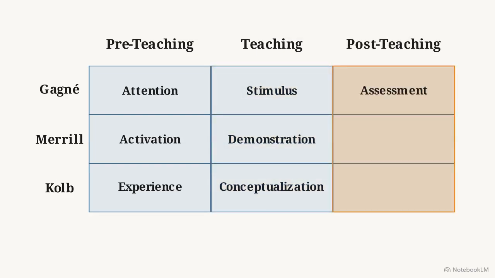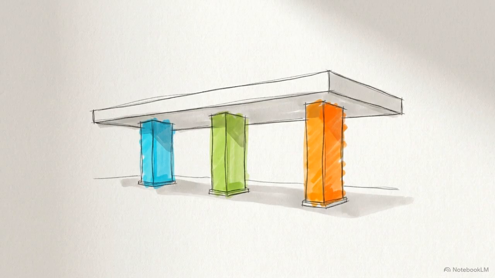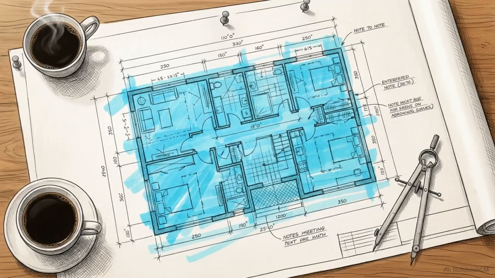The final phase is post-teaching. Assessing performance, assigning application, and active experimentation all test whether that data has been successfully accommodated. Despite their different psychological roots, these three prominent models reveal a shared tripartite architecture. This structural commonality provides a practical blueprint for day-to-day instructional design.